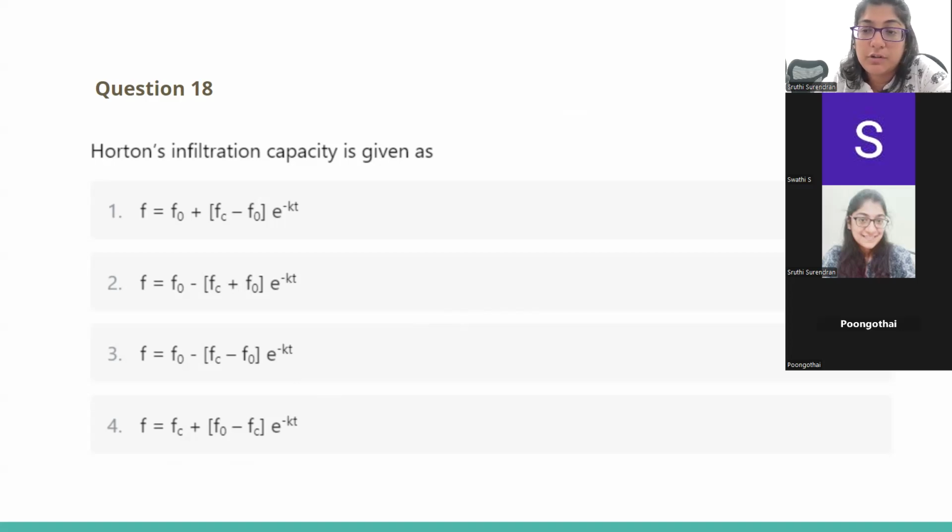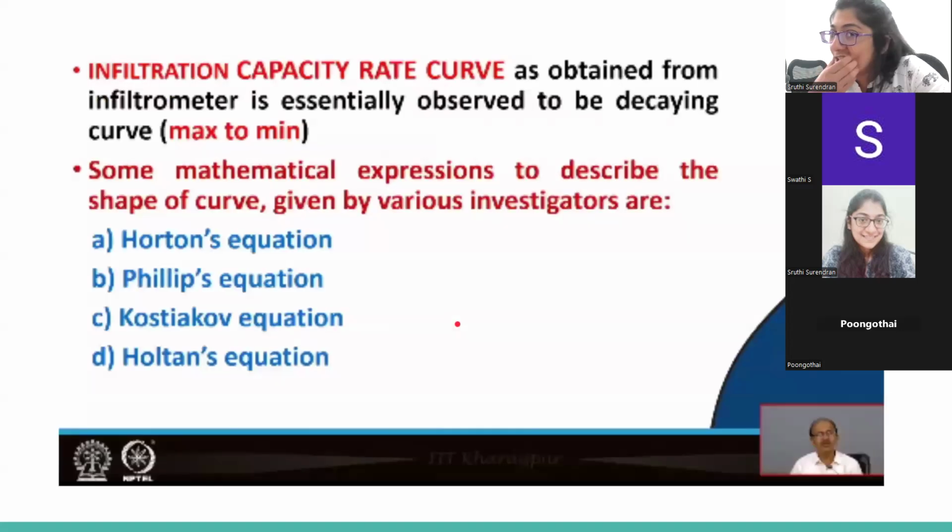Okay, let's move on to the answer. So the infiltration capacity rate curve is a decaying curve. A decaying curve is nothing but a reducing curve. And some expressions that give us an idea about the shape of that infiltration curve are Horton's equation, Phillips equation, Kostikov's equation, and Halton's equation. So be careful with this A and D. There is an equation called Horton's equation, and there is also an equation called Halton's equation.